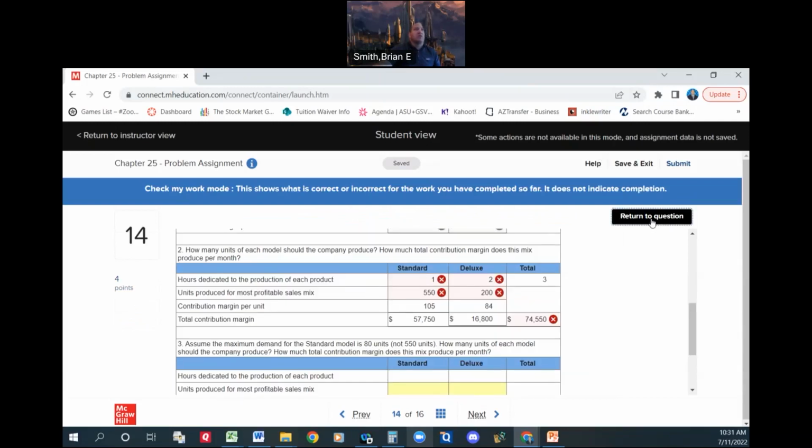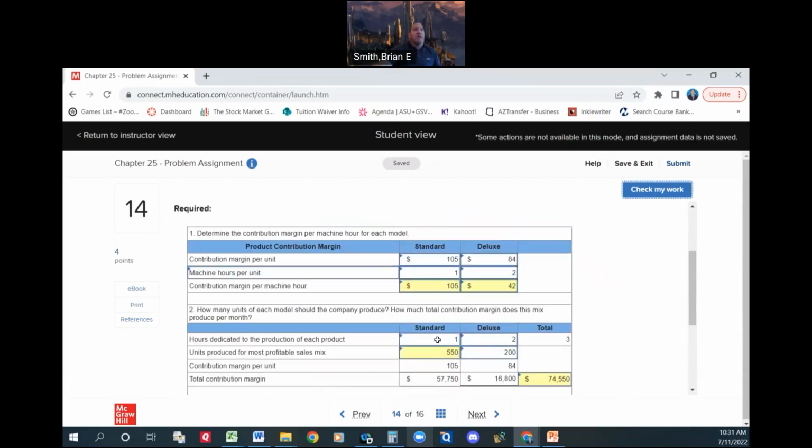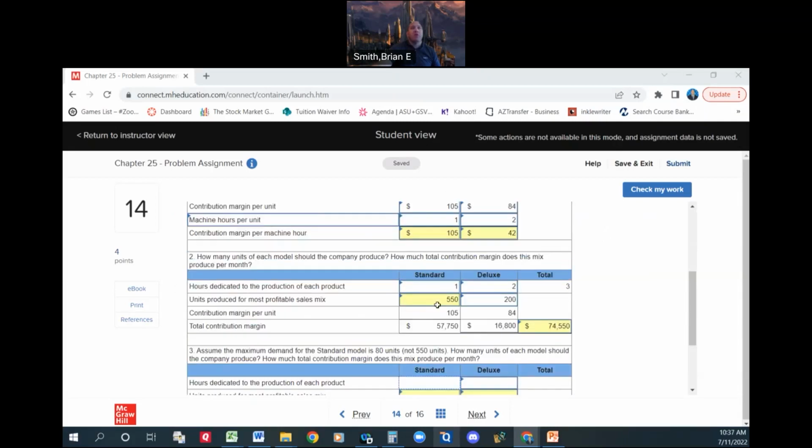Hours dedicated to the production of each product. See, I was wondering if this wasn't something, hours dedicated, units produced for most profitable sales mix. Let's try it this way. Hours dedicated to the production of each product. Oh, 162 hours per month. I missed that. See, so I've got to read the whole thing, right? The machine has a capacity of 162 hours. That changes everything. We can't produce the maximum number of units in all these.